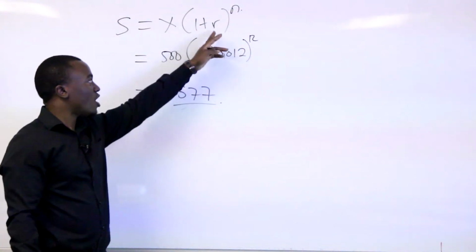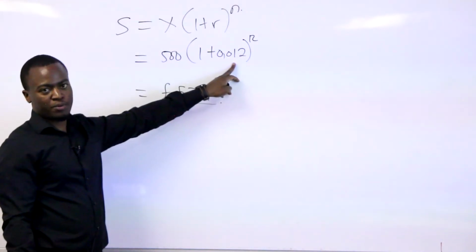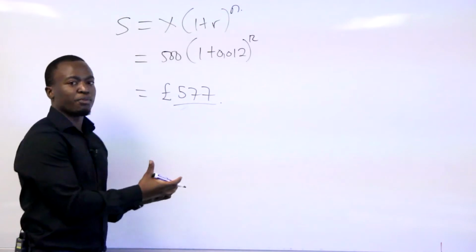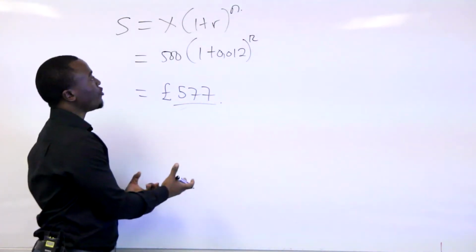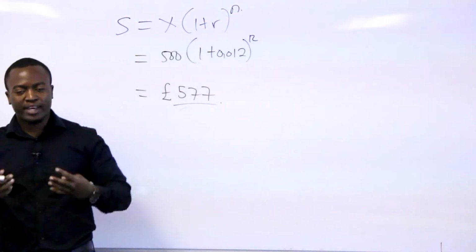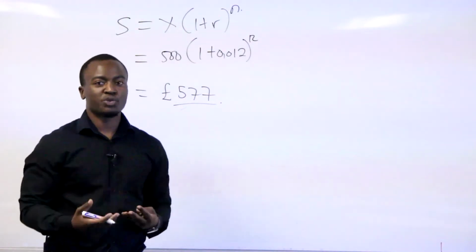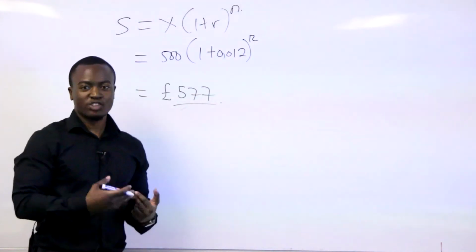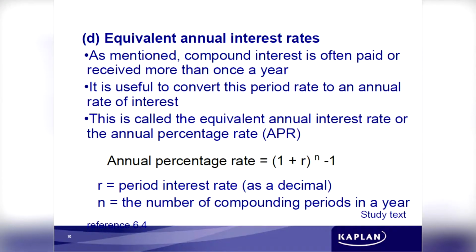Please remember, your R should always be a decimal. This is very simple maths. There's nothing complicated so far, and I guarantee you most of it is going to make a lot of sense. It's going to be just very intuitive. You shouldn't have problems with these calculations, at least not yet.